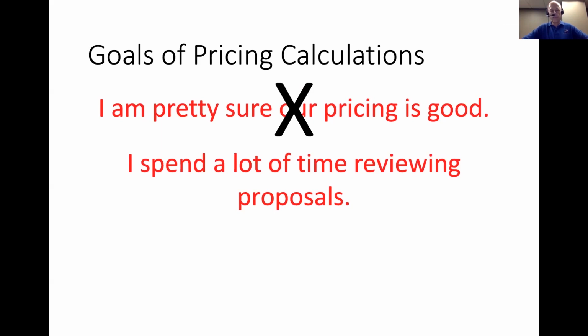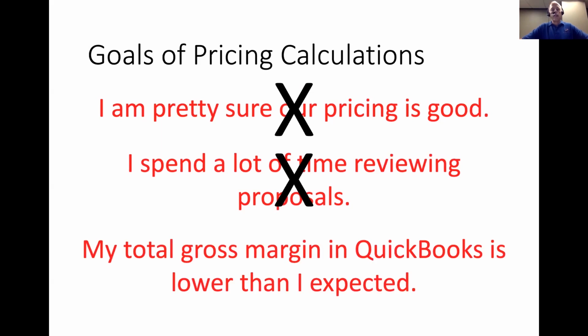I don't like negative surprises, and so we work hard as CFOs to make sure that there are as few negative surprises as possible. And this is one that is not necessary. Aspire makes it easy for those things to match up, and it's not necessary to have your gross margin in QuickBooks be different than what you were expecting. So that's the goals, or really the non-goals, of pricing.